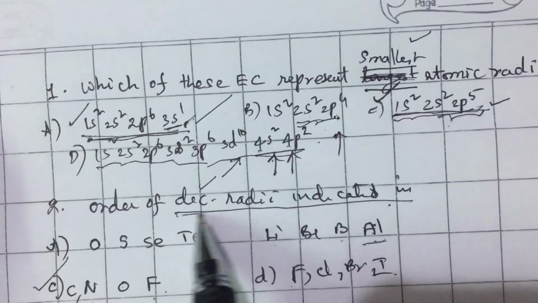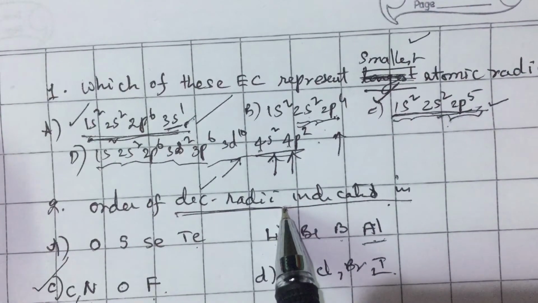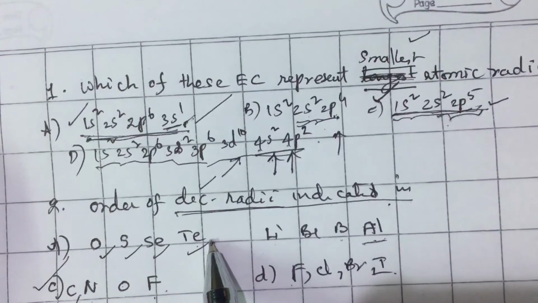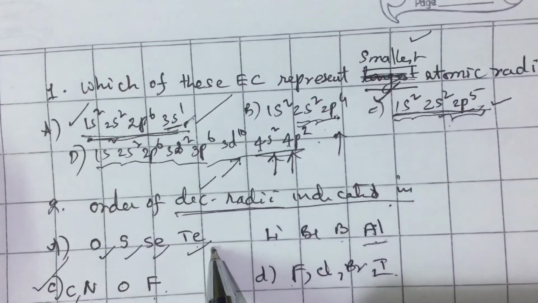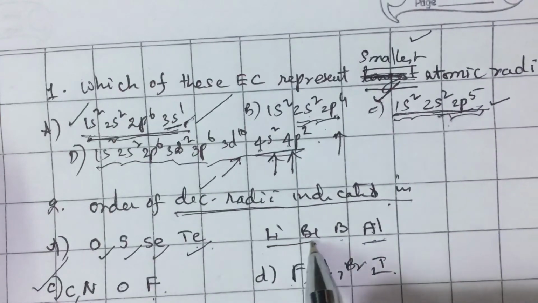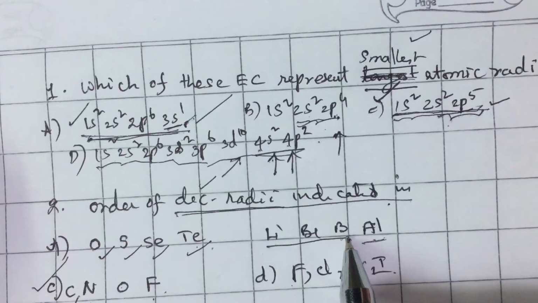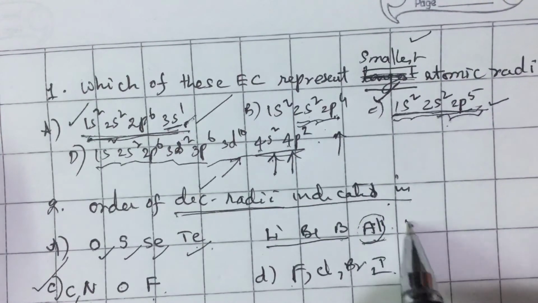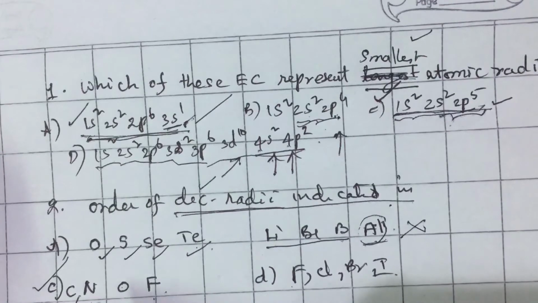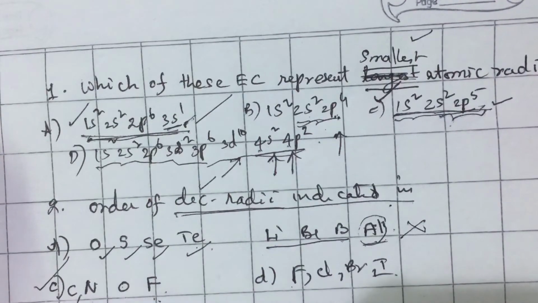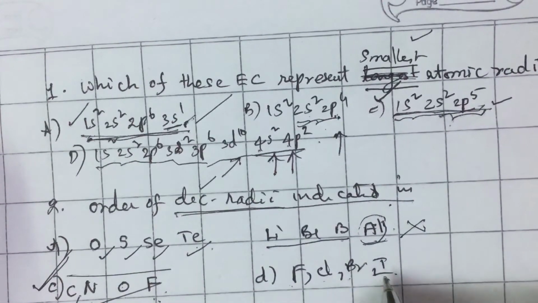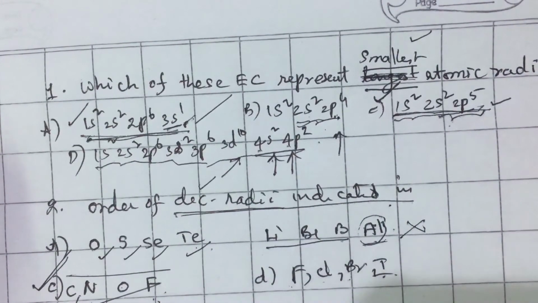Now they are asking order of decreasing radii. Decreasing radii means in the periodic table you should go from left to right, not top to bottom. Oxygen, sulfur, selenium, tellurium indicate going down the 16th group, so it is not decreasing order, it is increasing order. Lithium, beryllium, boron, we are going from left to right, but aluminum has come down, so the size of aluminum is bigger, it is not. Carbon, nitrogen, oxygen, fluorine, excellent. You are going from left to right in the second period, size is decreasing. Fluorine, chlorine, bromine, iodine is not because you are going down.